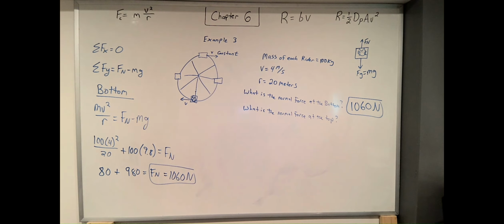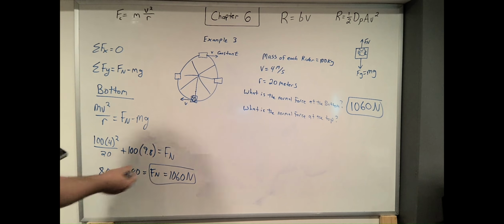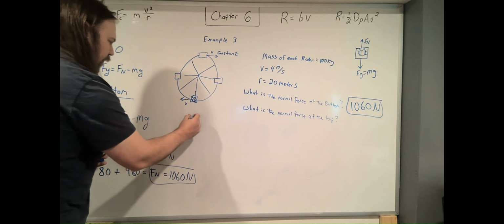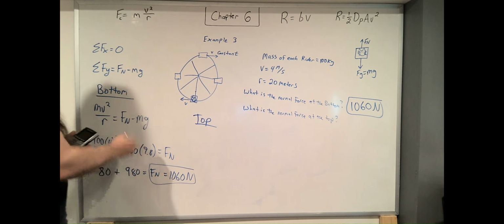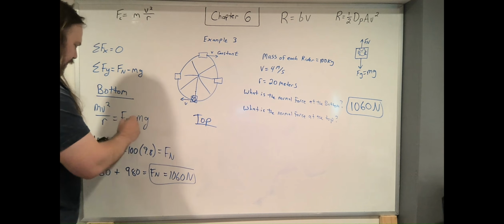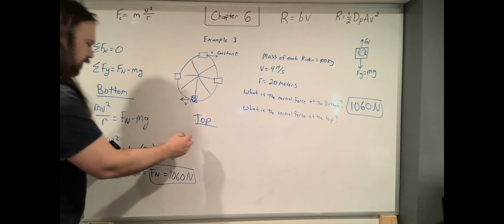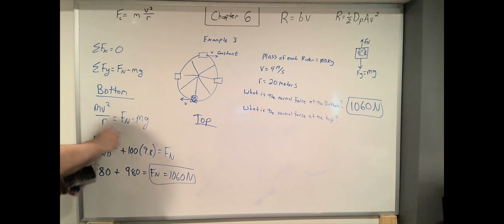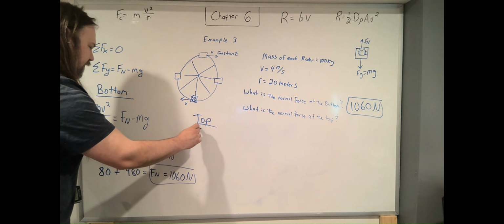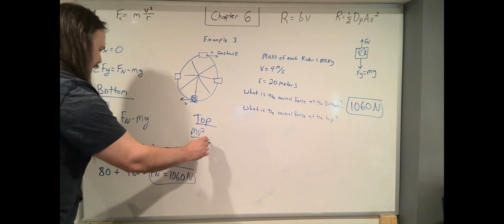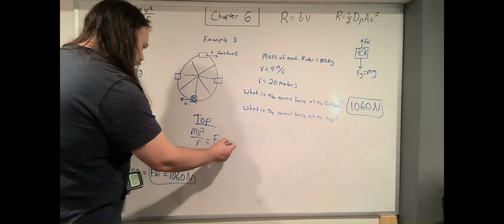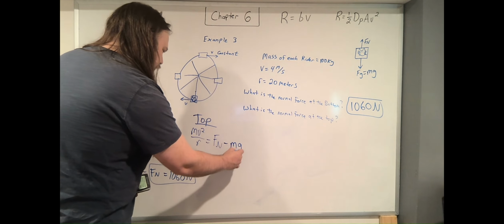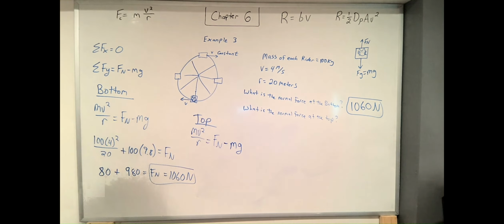Okay, now let's take a look at the top. What happens when we get to the top? I'm still going to have the sum of the forces, which is going to have to be the centripetal force. So I'm going to have an mv squared over r. I still have the normal force pointing up, right? And I have gravitational force pointing down, but that's going to give me the exact same answer.